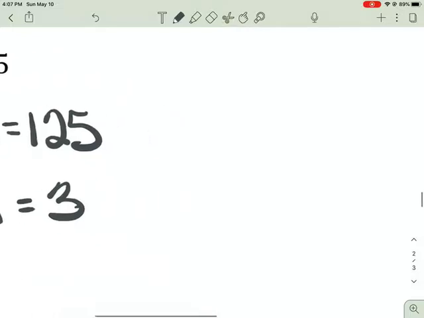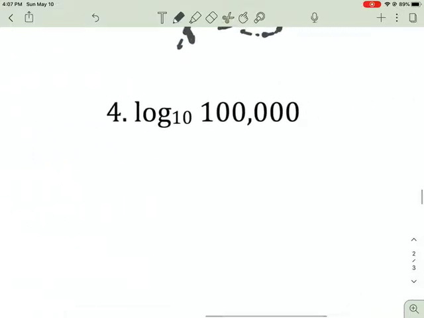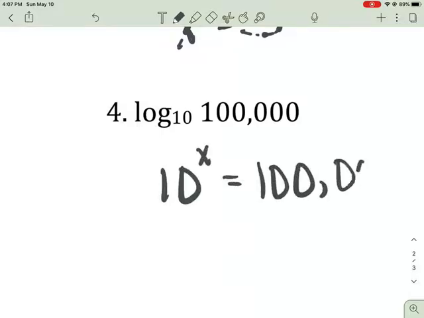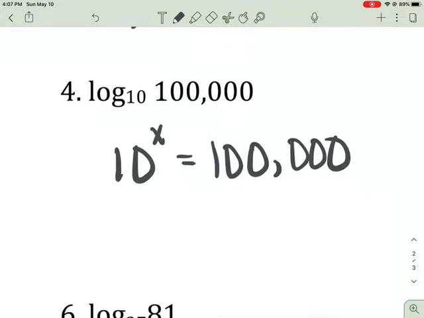Now, we are going to learn a better method than just guess and check. Right now, I just want you to get comfortable. So 10 to what power gives you 100,000? I believe that's 5. I'm very good at those.